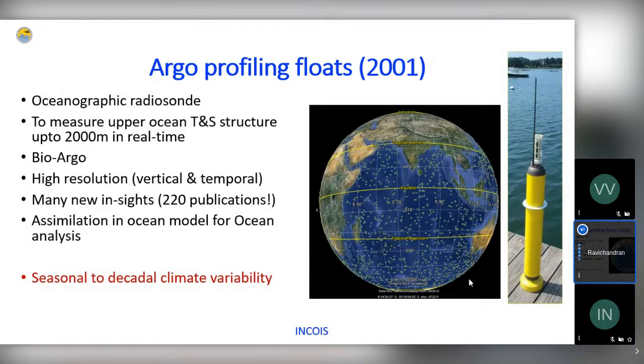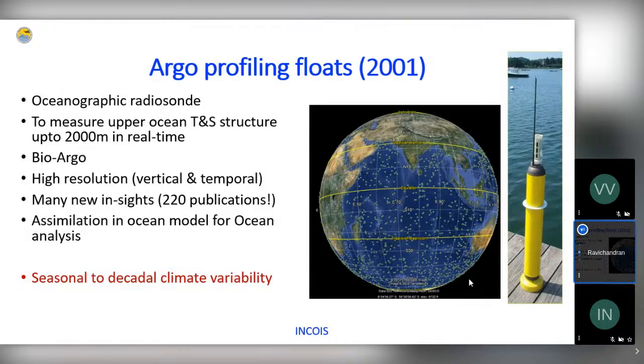Initially, it started with the temperature and salinity up to 2000 meters, and later on, bio-Argo and many other sensors have been added to these Argo floats, and they are able to provide biogeochemical variables in some of the locations. Also, some of the Argo floats have been designed to give high resolution, both higher vertical resolution as well as increased temporal resolution. Normally it is 10 days, but for most of the Bay of Bengal floats, it is 5 days in order to capture the intraseasonal variability in the Bay of Bengal.